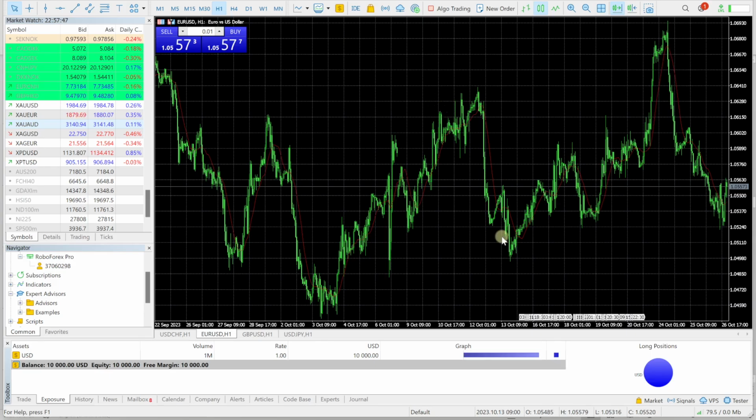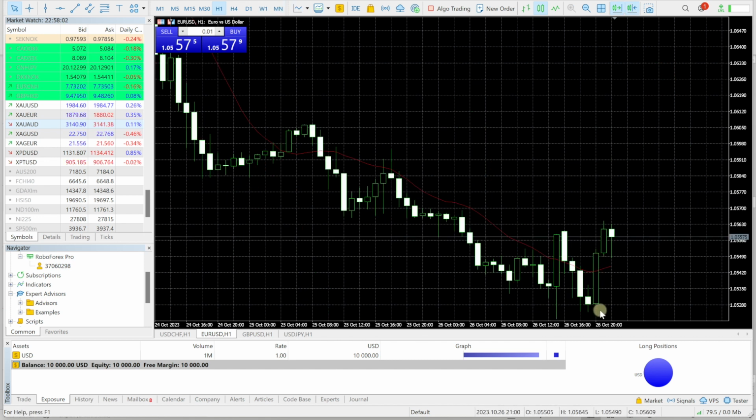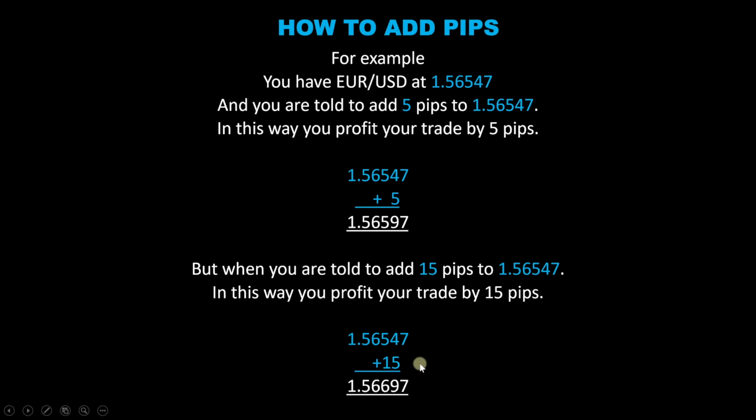So if it was this chart, right, and we entered the market when it was here, right? So we entered the market when the price was down here, and we exited the market up here. So the calculation between the previous price and the current price is what we call the pip. That's what is being explained here.